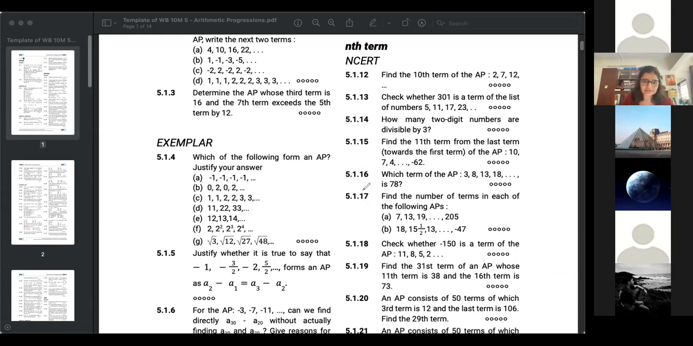Then do this one, like 17th में do part B. So find the number of terms in each of the following AP. Abhi, you're not given a formula to find number of terms directly. So how will you approach this question? Who will answer? Anirban.